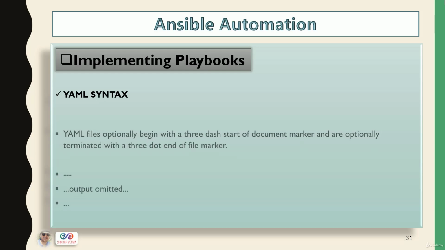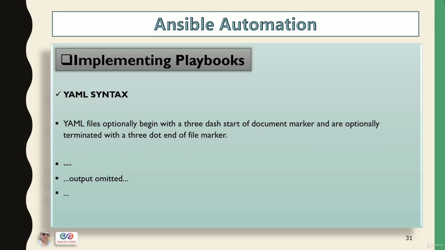YAML syntax. It's very simple. YAML files optionally begin with three dashes. So you can start with three dashes. It's optional. If you want to use it, you can, or if you do not want to use it, then it's okay. This is the start of the document, and after that whatever tasks you want, you put in the middle. When you complete your playbook, at the last you can give three dashes. This is also optional.